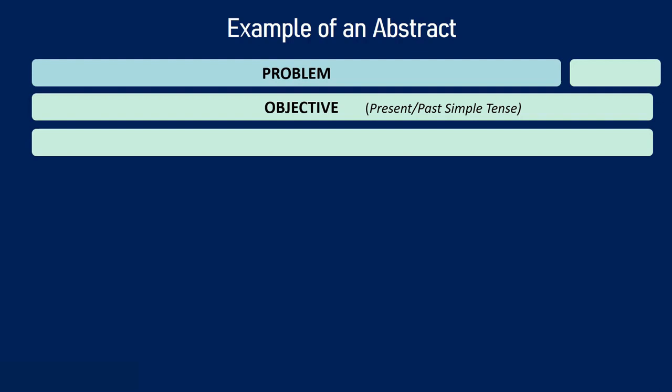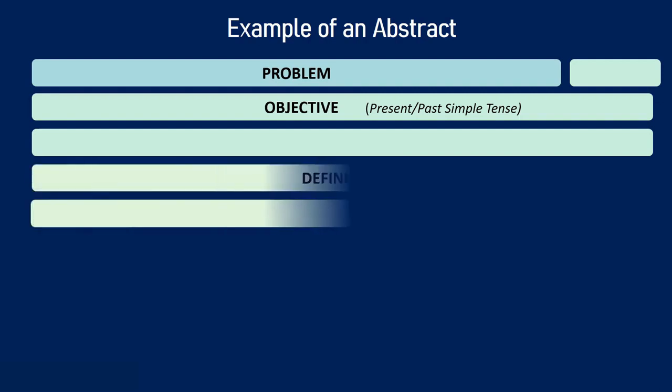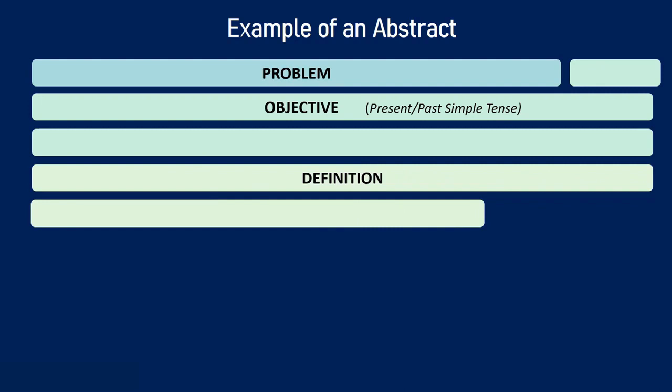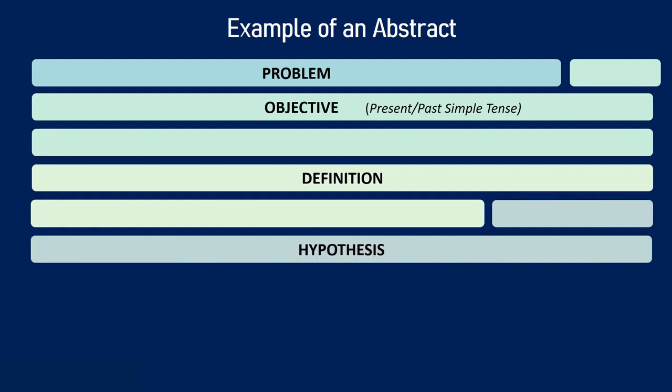This part of the abstract can be written in the present or past simple tense, but should never refer to the future as the research is already completed. Add definition. If your abstract uses specialized terms, give a concise definition. Add hypothesis. The study's hypothesis is clearly stated here.